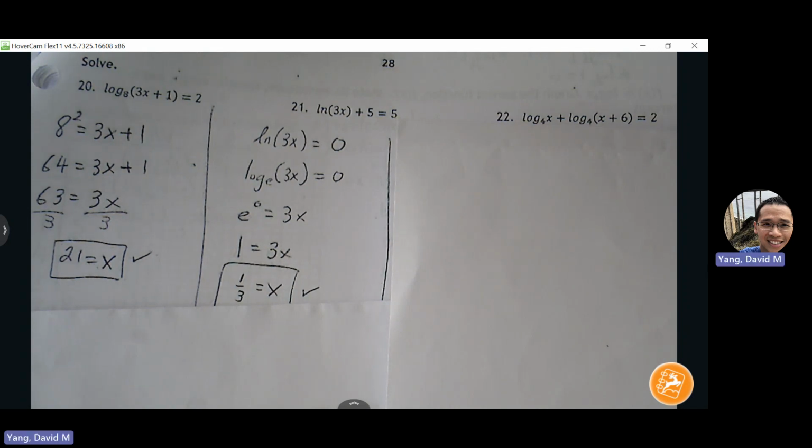Okay, 22. We do want to solve for x. X is stuck in log form. We definitely do want to convert it into exponential form, but there's something that needs to happen first. What needs to happen first? I gotta get the two log terms to come together. What property can I use?